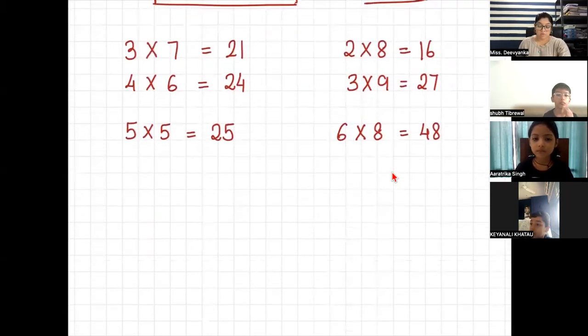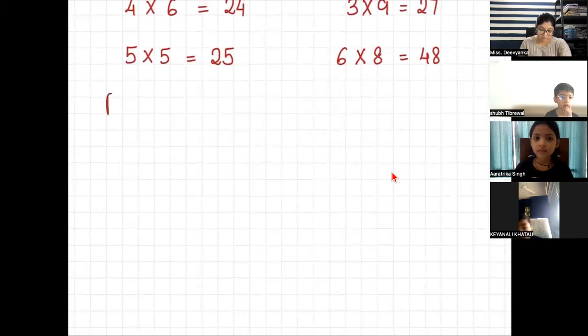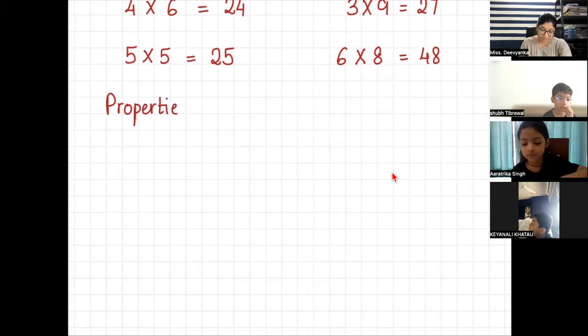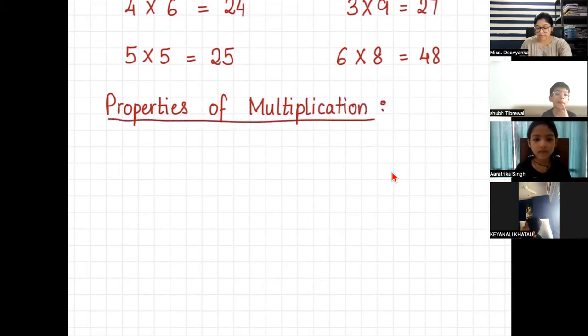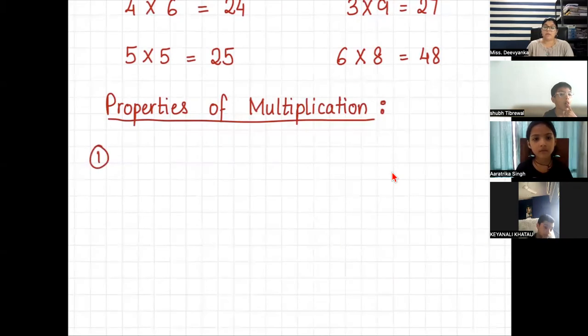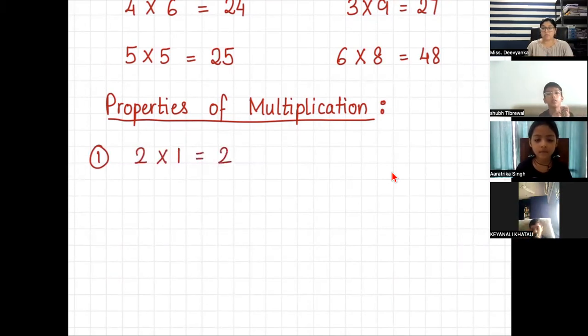All right. Now, let's look at some properties of multiplication. Put your pencils down and pay attention here. When I say properties of multiplication, it means these are 2-3 things that you can keep in mind to multiply easily. First one, whenever we are multiplying any number by 1, the answer is going to be the same number.